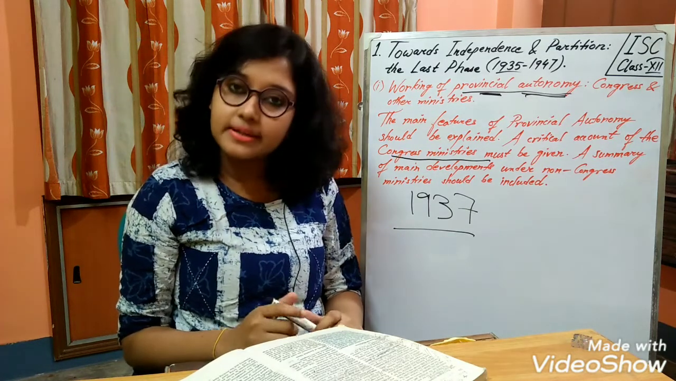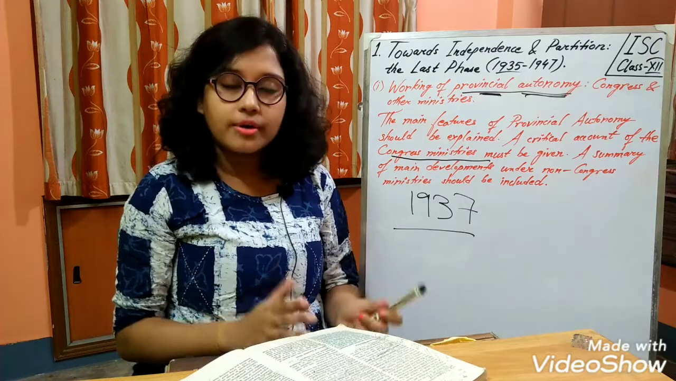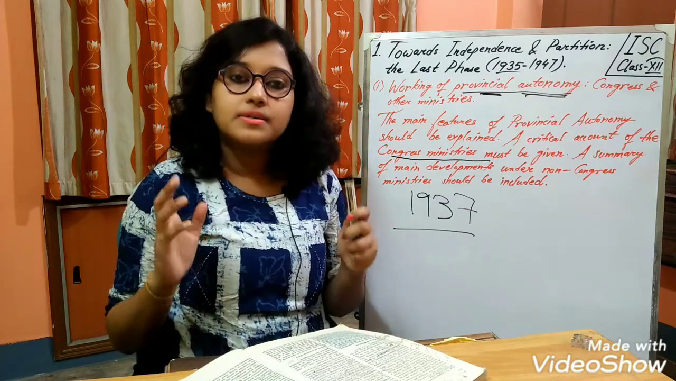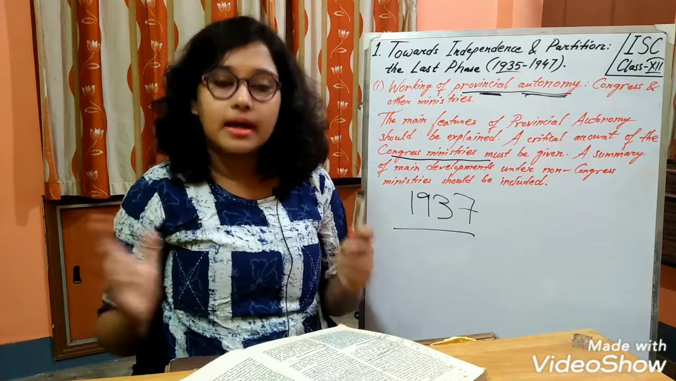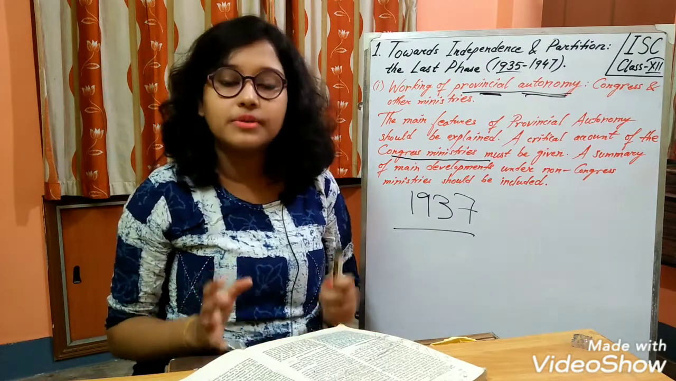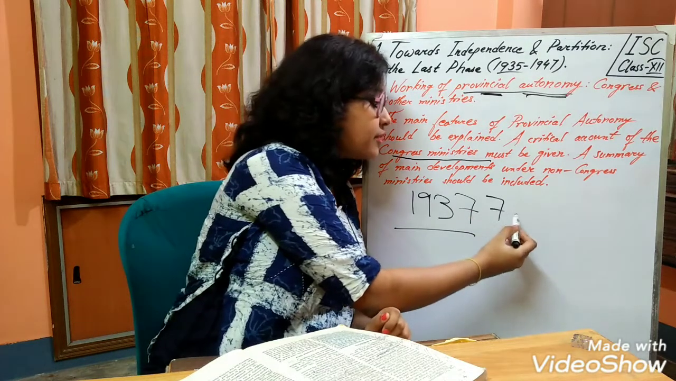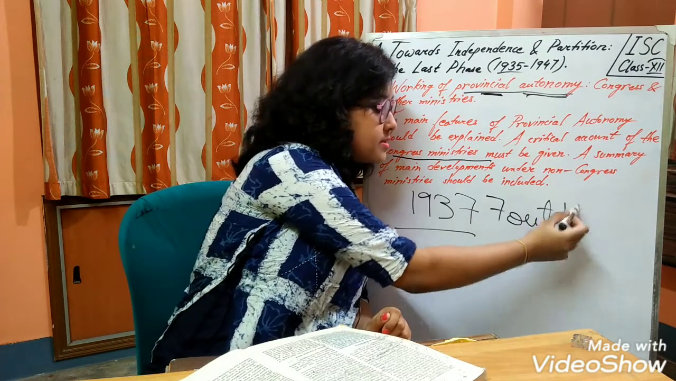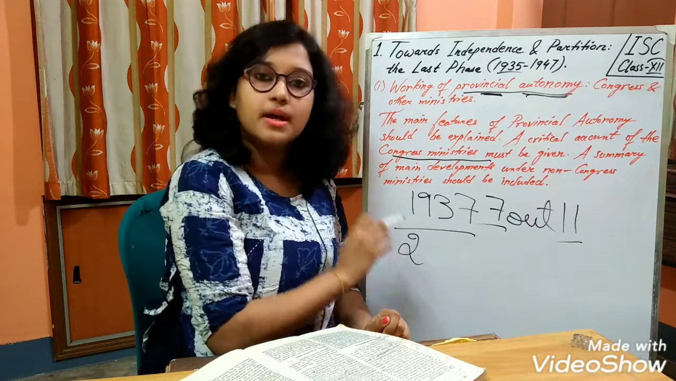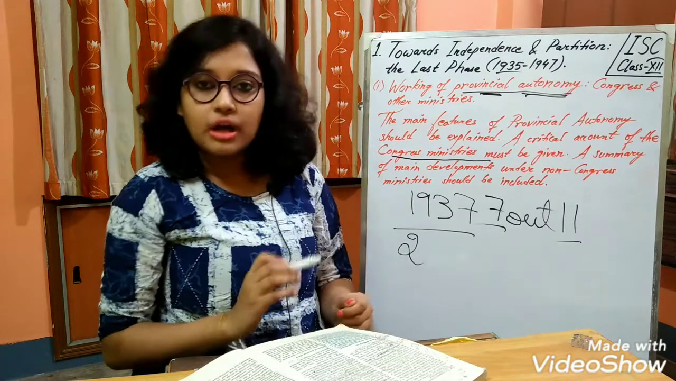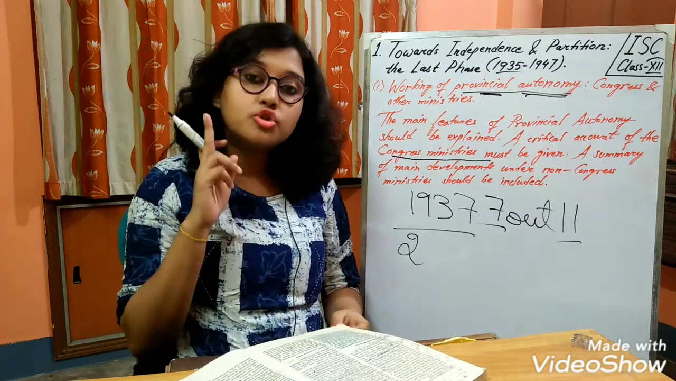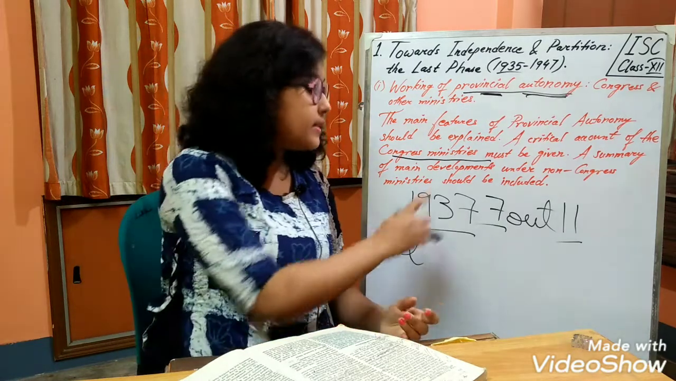So, in February 1937, the Congress contested the election, and despite some reluctance on the part of Gandhi and other leaders, people supported them, and Congress won with a great majority in 7 out of 11 provinces. It's a very important number. And in 2 other provinces, Congress made coalition governments, with support from other parties. 7 plus 2, 9, then 2 left.